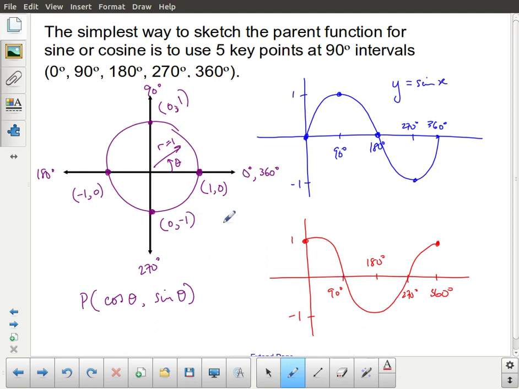So each of these coordinates. What does cosine do? Cosine goes 1, 0, -1, 0, back to 1. What does sine do? Sine is the y-coordinate. 0, 1, 0, -1, back to 0. And that's where each of those graphs comes from, or those sketches in this case.